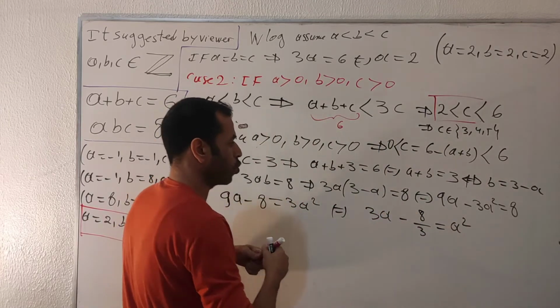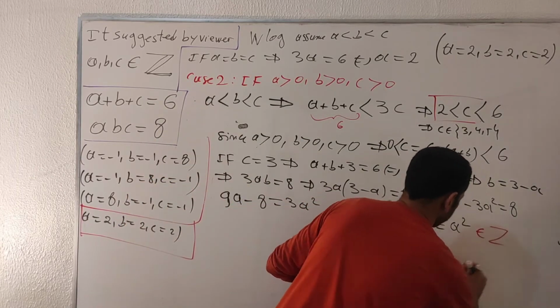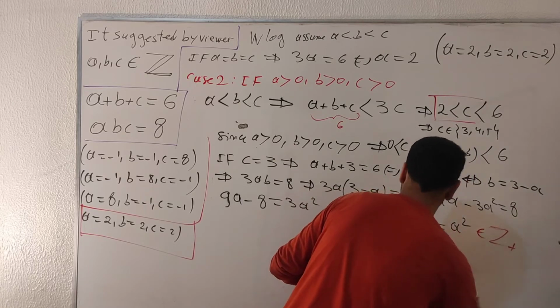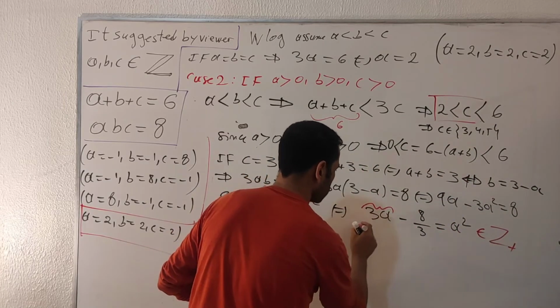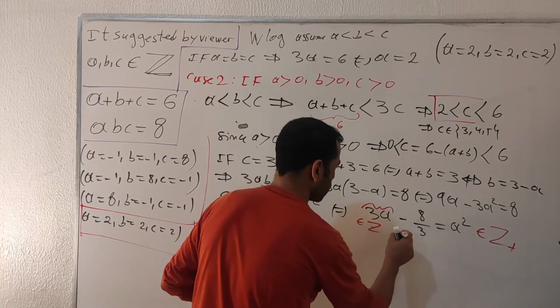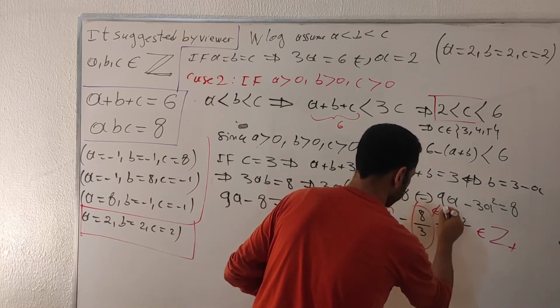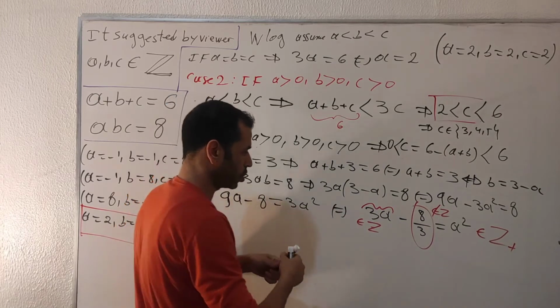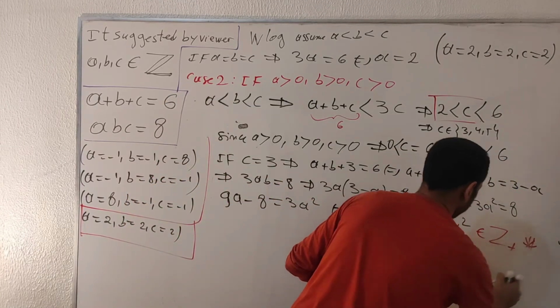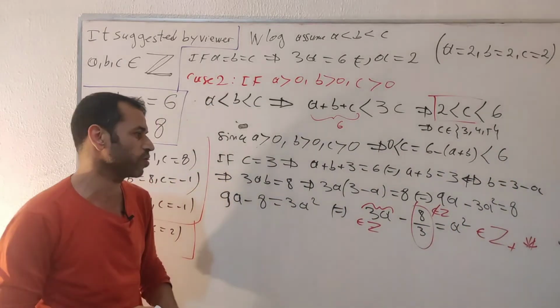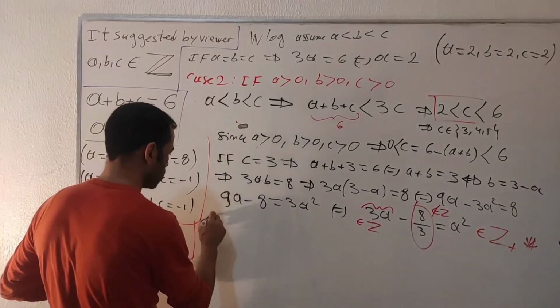We know this one is an integer. Of course, it's a positive integer, which means this one also is an integer, but this one is not an integer. Clearly it's a contradiction, which means this possibility is ruled out. Okay, let's check another case.